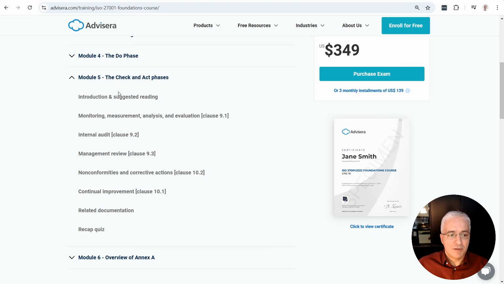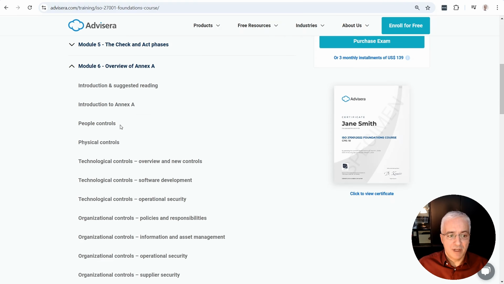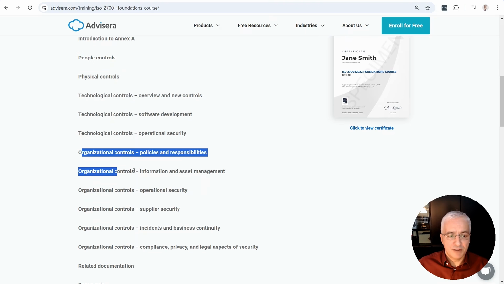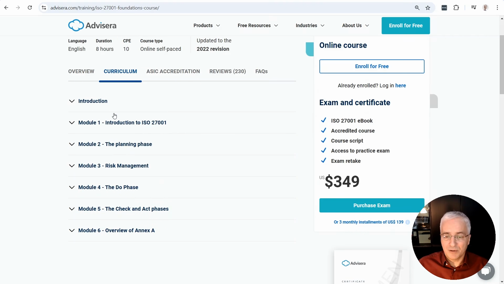In module 5, you will see the check and act phases. This is mainly about clauses 9 and 10: monitoring, measurement, analysis, evaluation, internal audit, management review, non-conformities, corrective actions, and continual improvement. Then module 6 is about Annex A, so the security controls. As you can see here, you have people controls, physical controls, a couple of lessons around technological controls, and finally lessons around organizational controls. And basically this is how this course is structured, and this is an online course.